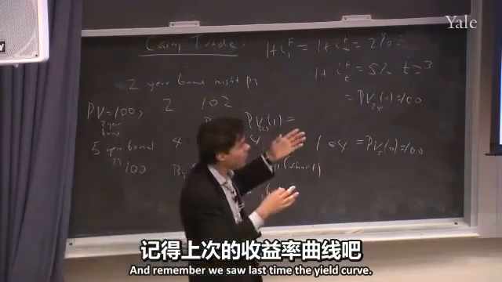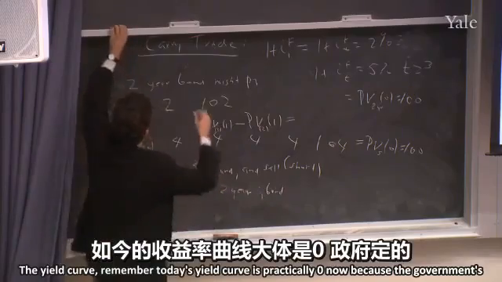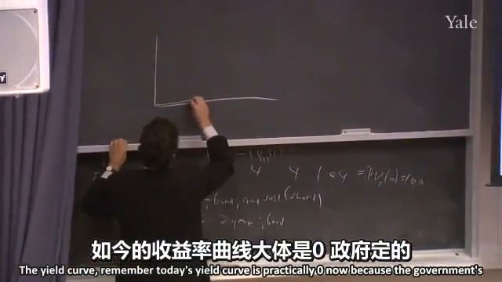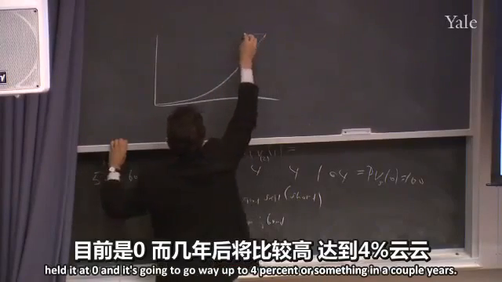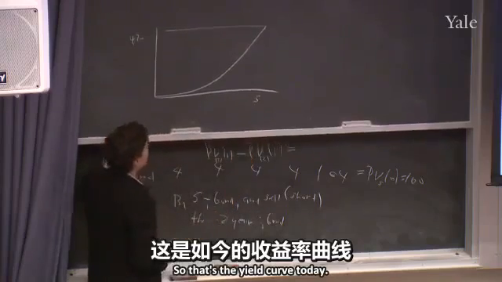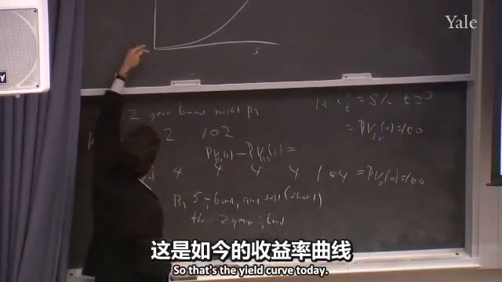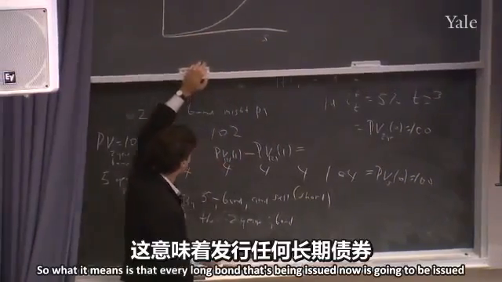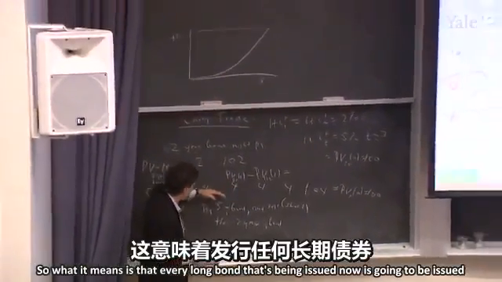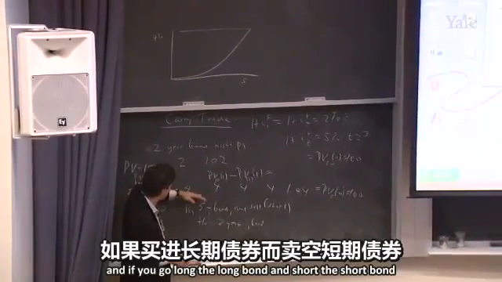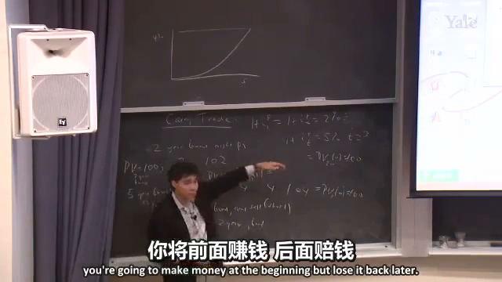Okay, and remember we saw last time the yield curve. Today's yield curve is practically 0 now because the government's held it at 0, and it's going to go way up to 4% or something in a couple years. So that's the yield curve today. Everybody knows the interest rates are really low now and they're going to get much higher later. So every long bond that's being issued now is going to be issued with a higher coupon than the short bonds. And if you go long the long bond and short the short bond, you're going to make money at the beginning but lose it back later.